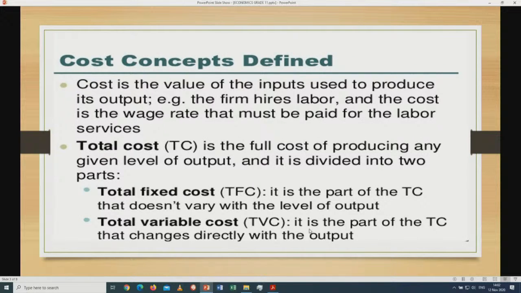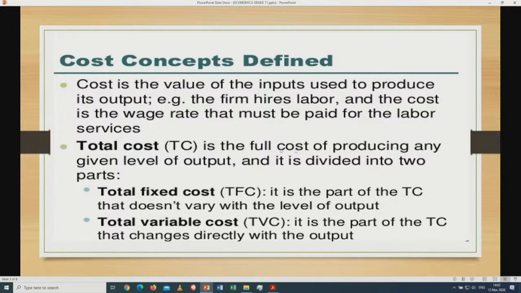Right. Now I want us to look at the different concepts that are there when the business determines costs. We have cost, which is the value of the input used to produce its output. I think we have explained this, e.g. the firm hires labor and the cost is the wage rate that must be paid to the labor. So it means the cost is what you have incurred in order to make the goods available.